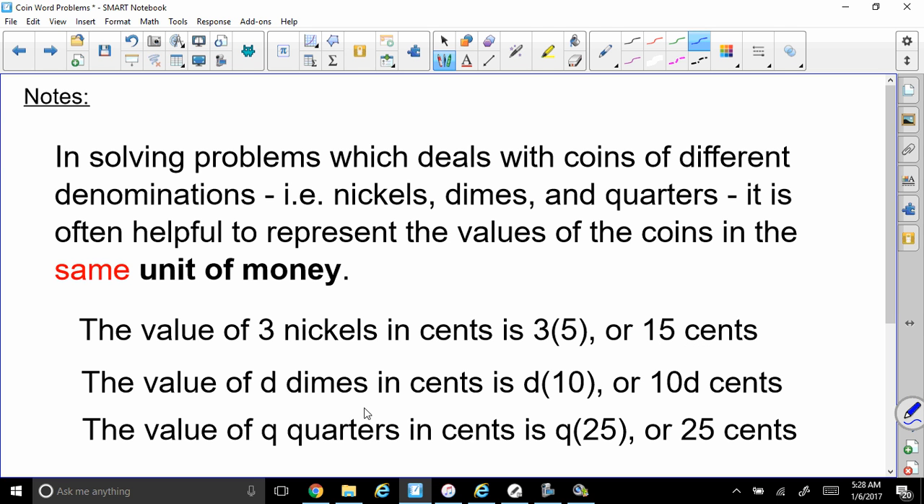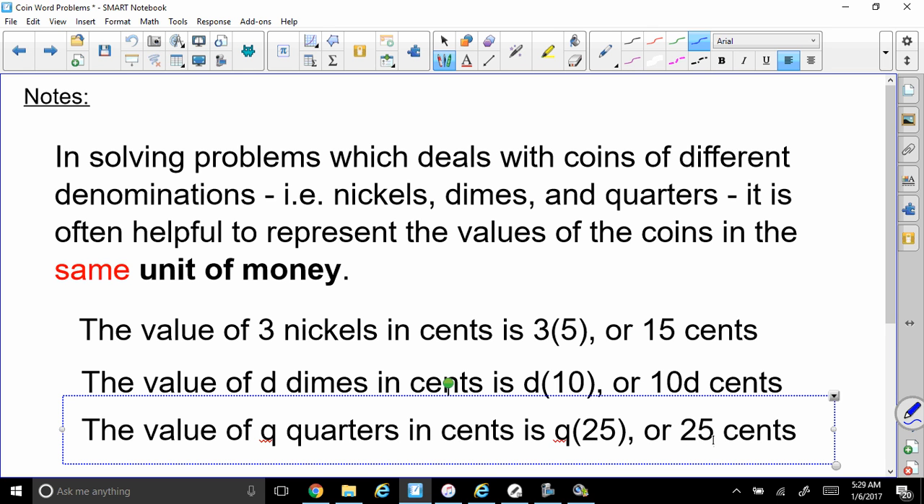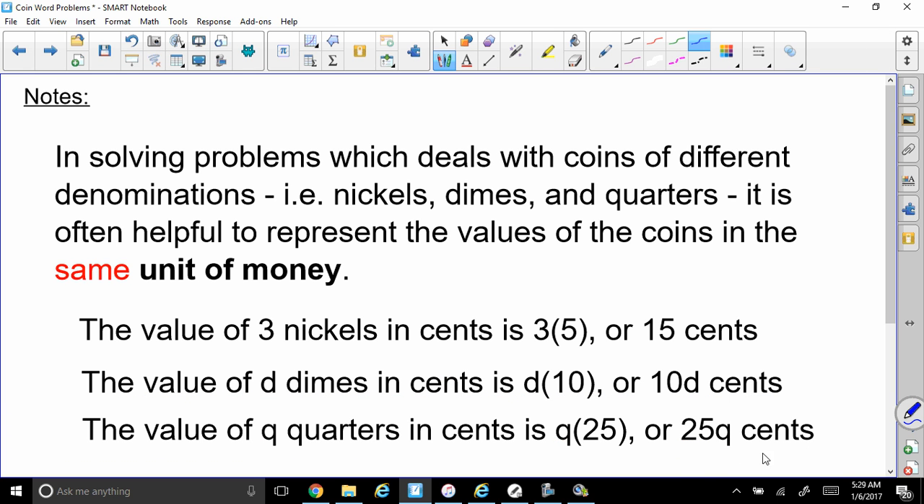The value of D dimes in cents would be D times 10, because each dime is worth 10 cents. So that is 10D cents. The value of Q quarters: if you have Q quarters, each quarter is worth 25 cents, so Q times 25 cents would be 25Q cents.